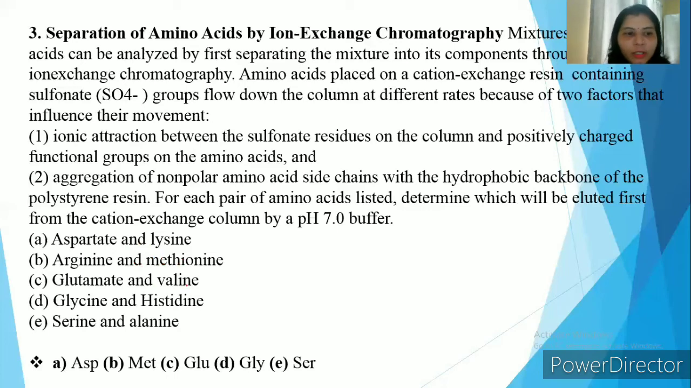Then glutamate and valine. Glutamate is a negatively charged R group and valine is a non-polar aliphatic R group. So glutamate elutes first. Glycine and histidine. Glycine is non-polar aliphatic and histidine is positively charged. So glycine elutes first. Serine and alanine. Serine is a polar uncharged R group and alanine is a non-polar aliphatic R group. So serine elutes first. This is about ion exchange chromatography.